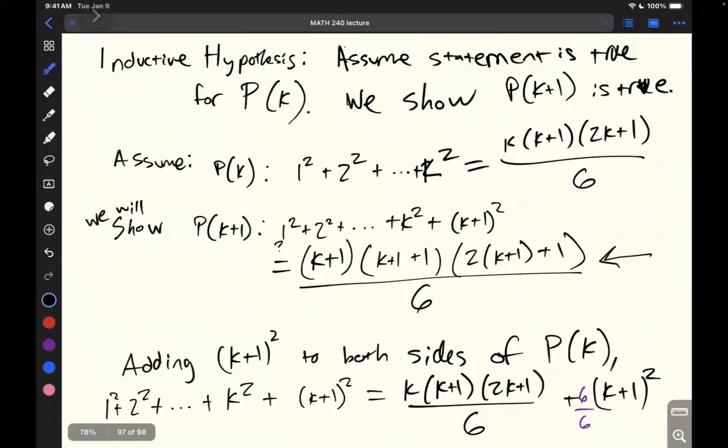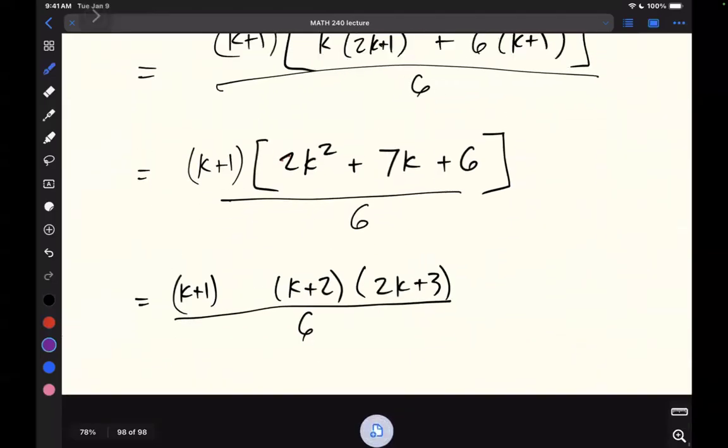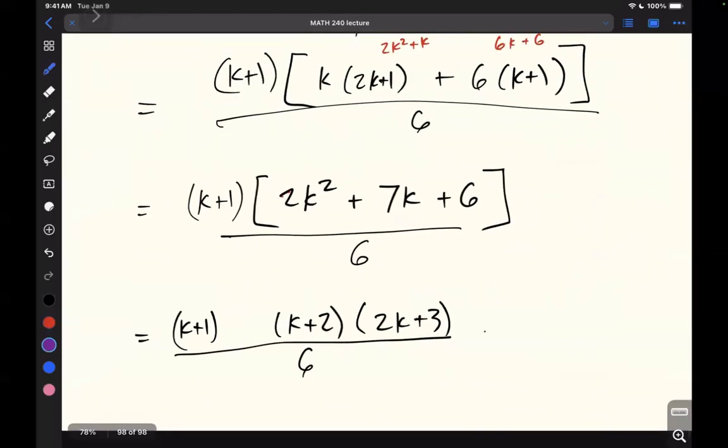We scroll back up. K plus 1 times K plus 2 times 2K plus 2 plus 1, 2K plus 3. We've gotten to a form that looks like the thing that we're trying to prove. And so that's K plus 1. Let's add some words. Which is P of K plus 1.